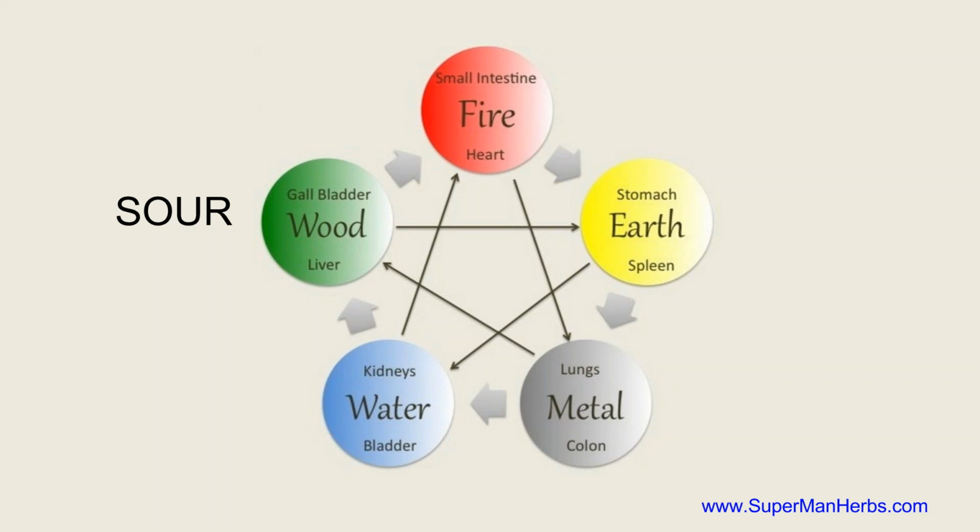Another aspect of the sour taste is various forms of acid. Citric acid, which is found in those citrus fruits, but also acetic acid, as is found in vinegar. And if we look at fermented foods, these all tend to be sour as well from the production of these acids. So you have a couple different types of sour taste, but all of them correspond to the wood element.